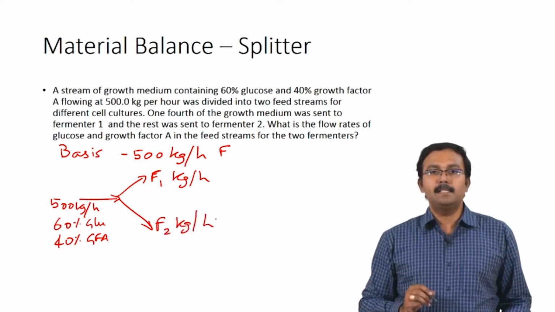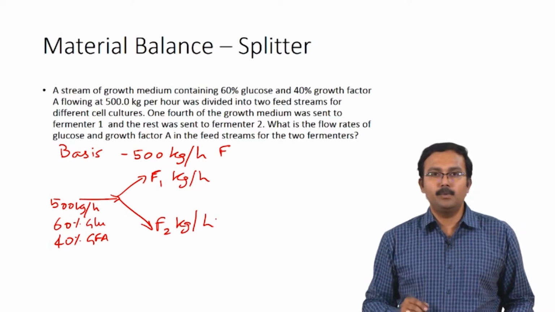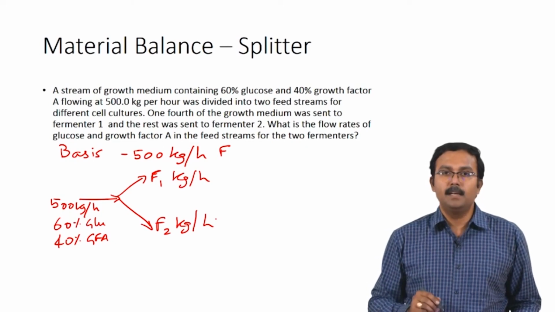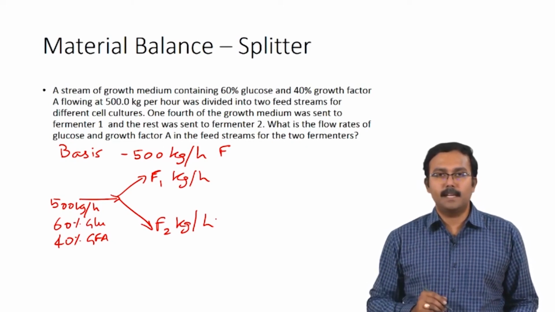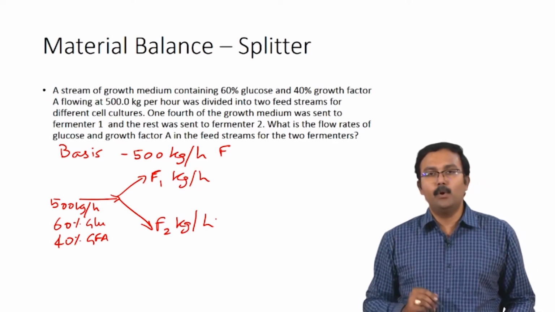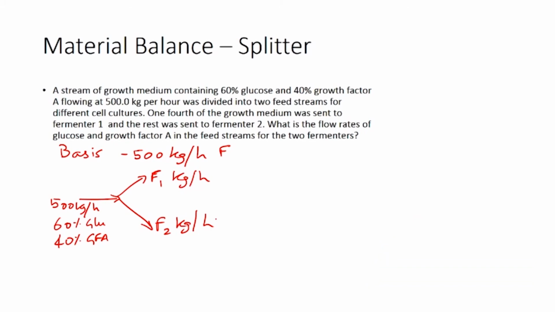The problem statement says that the feed entering into the splitter has been divided into two streams and 1/4 of the growth medium goes to the first stream and the rest goes to the second stream, which means 3/4 of the feed entering would go into the second stream, indicating that the value for F2 would be equal to 3F1. So instead of writing F2, we would be better off writing 3F1, which incorporates the correlation between F1 and F2.